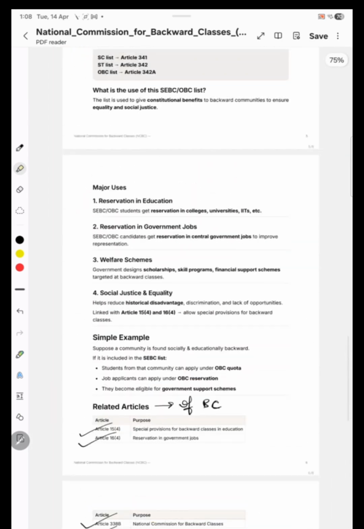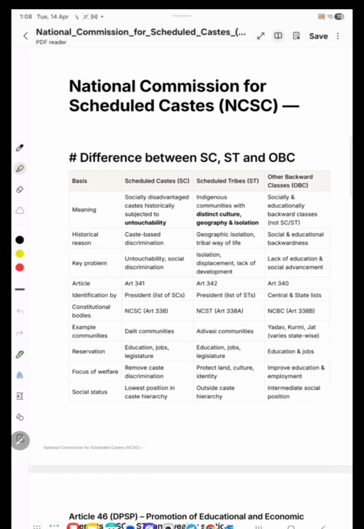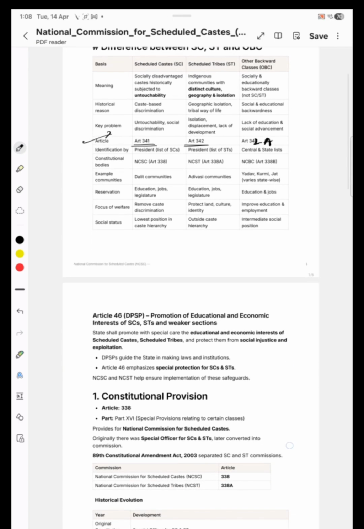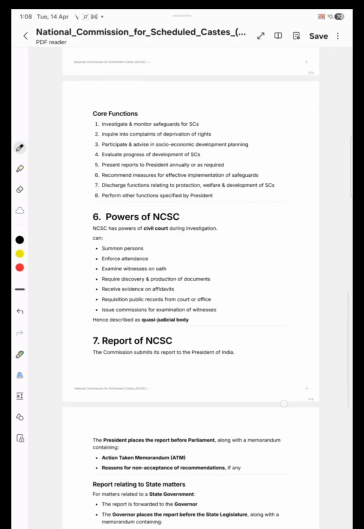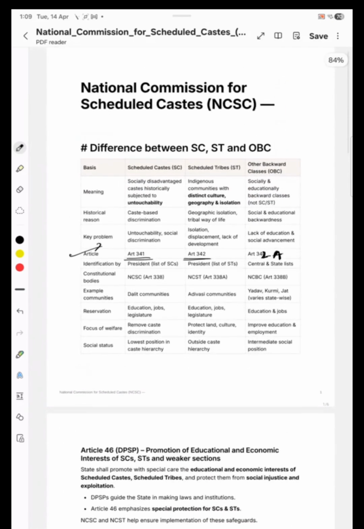I think there was one correction here. Basically for the list of articles, we saw article 341, 342, and this is 342A. So I'm just correcting it, this was wrongly written. So this was all about these three commissions. We'll take the PYQs related to all these three commissions at last, when we finish all the constitutional bodies. Okay, thank you.